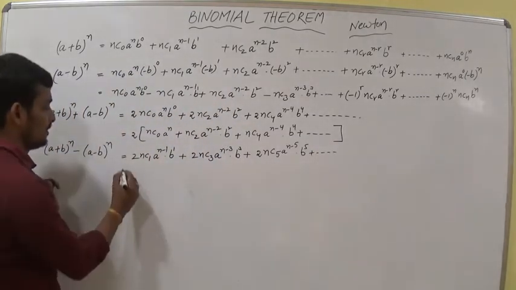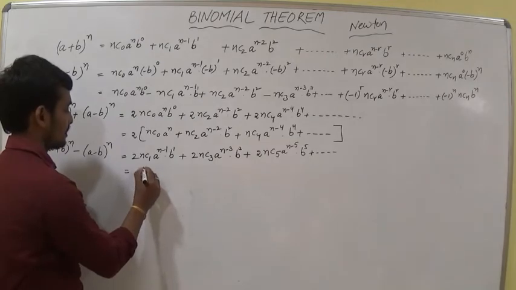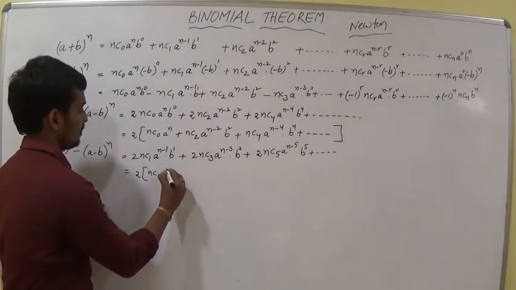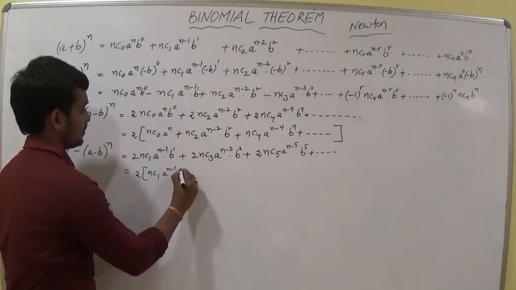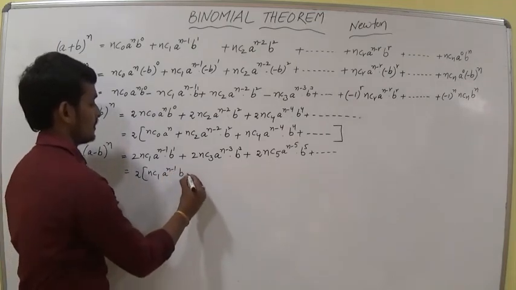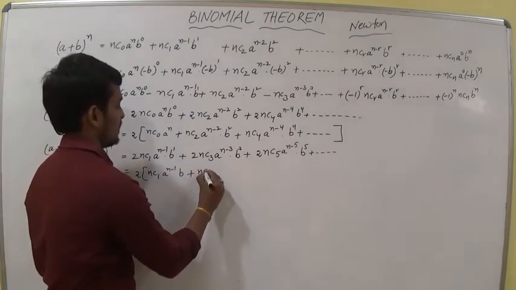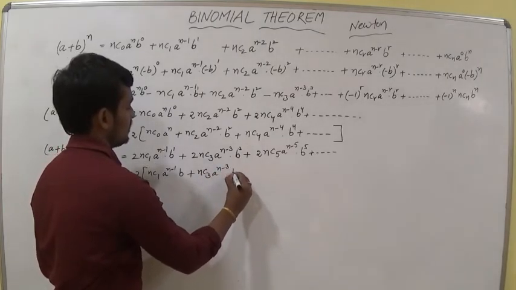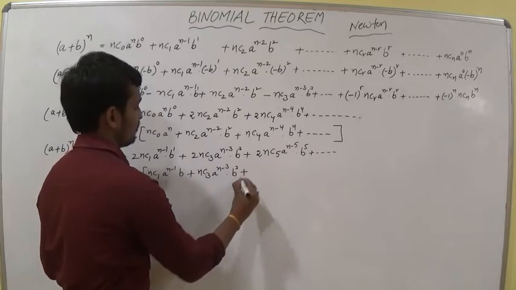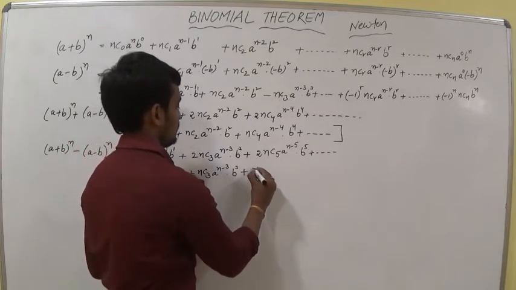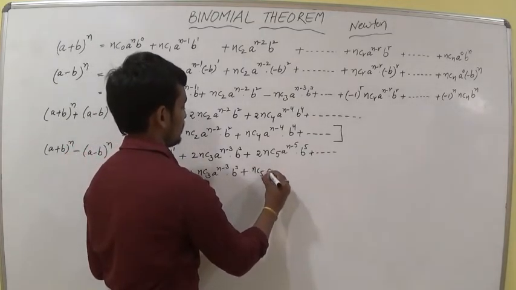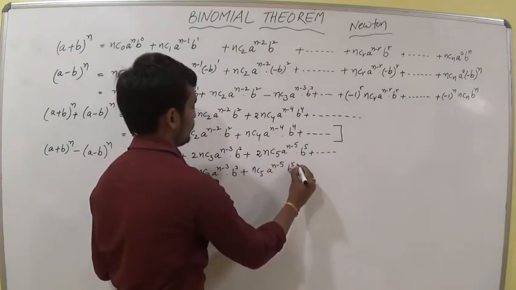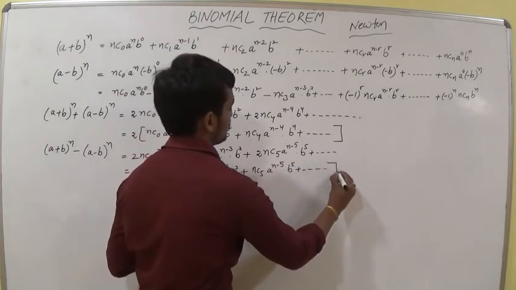And the next, if you take 2 common from every term, what are you getting? nC1 a power n minus 1 into b, plus nC3 a power n minus 3 into b cube, plus nC5 a power n minus 5 into b power 5, plus and so on.